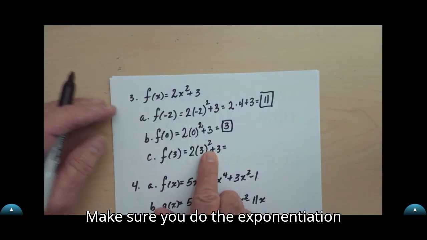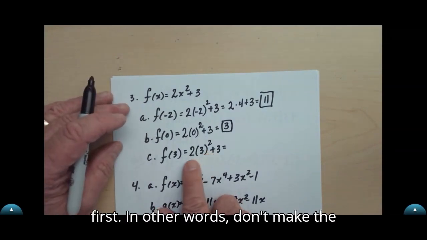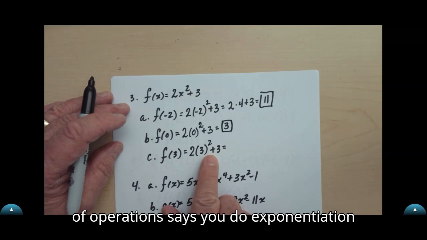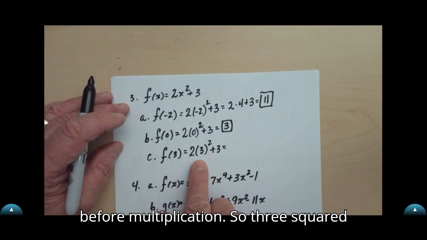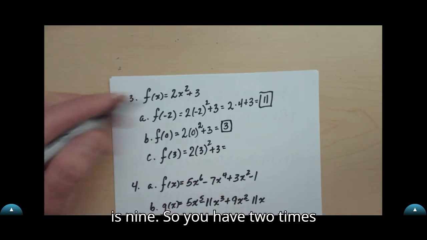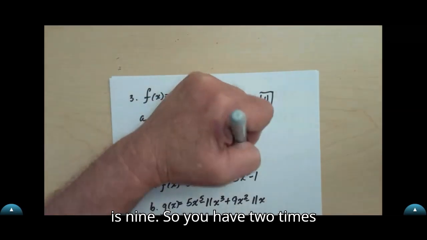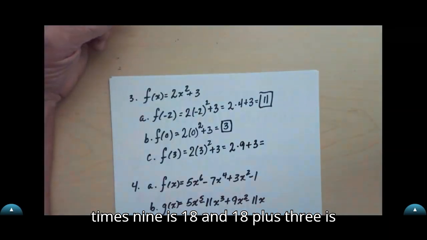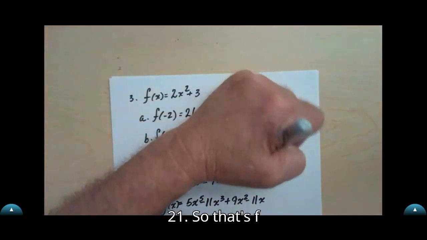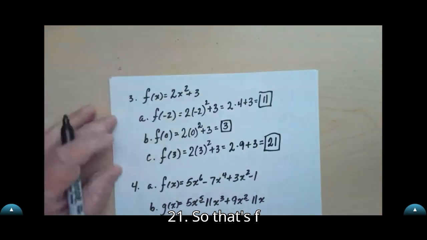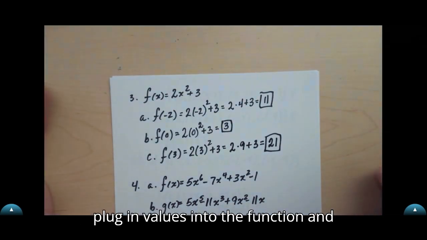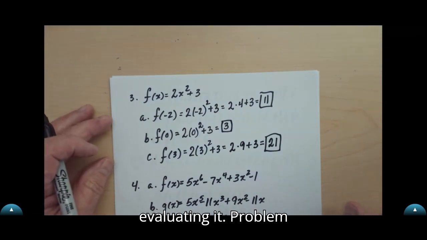Make sure you do the exponentiation first. In other words, don't make the mistake of going, oh, 2 times 3 is 6, and then do 6 squared, because order of operations says you do exponentiation before multiplication. So 3 squared is 9. So you have 2 times 9 plus 3. And 2 times 9 is 18, and 18 plus 3 is 21. So that's f of 3. Everybody good there? You're just plugging values into the function and evaluating it.